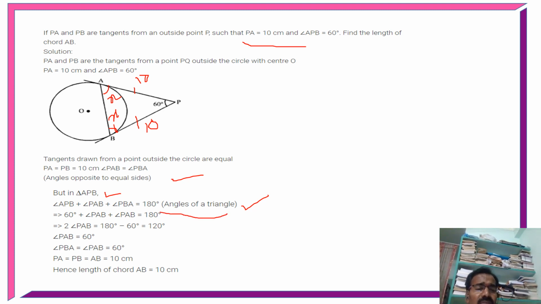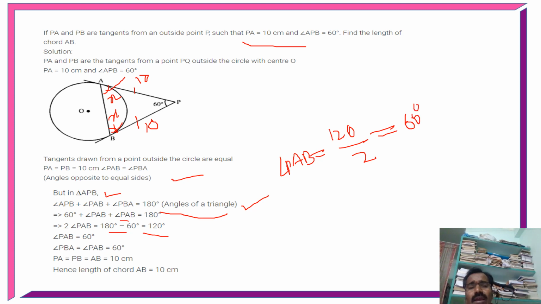But angle APB is already given as 60 degrees. Instead of PBA, we can write PAB, because when two sides are equal, these two angles are also equal. So 2 times angle PAB equals 180 minus 60, which is 120. So angle PAB, which is nothing but angle PBA also, equals 120 by 2, which is 60 degrees. So we have 60 degrees. All sides are equal and all angles are equal, because it is an equilateral triangle.